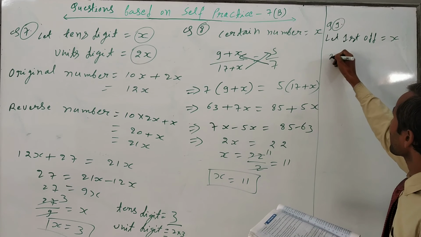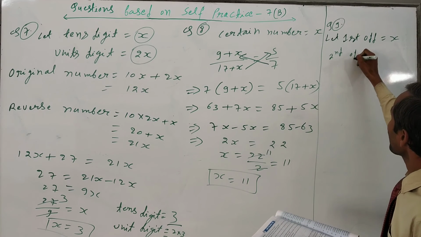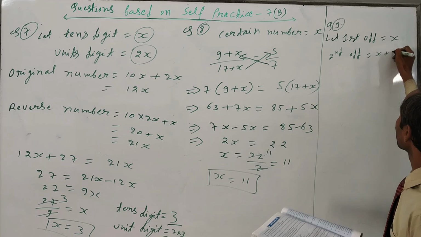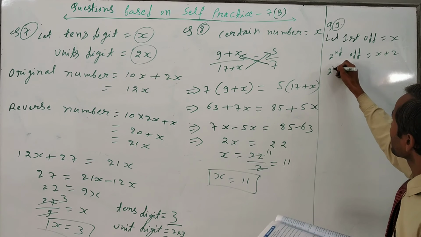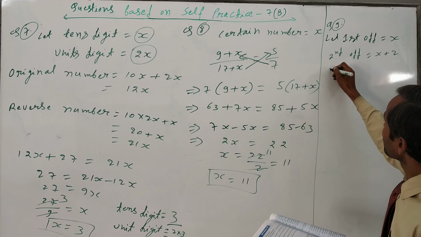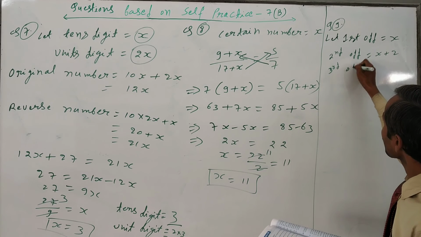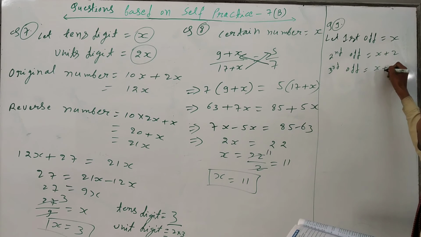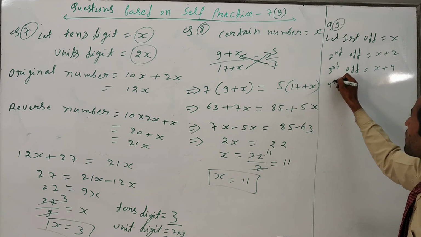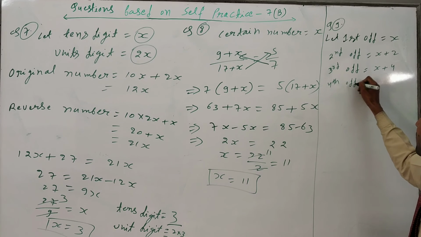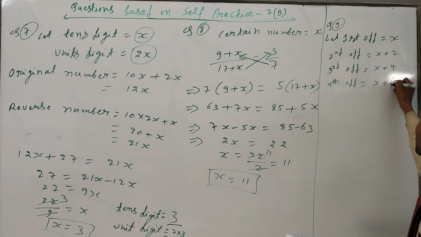After that second odd number, how much? Second odd number is equal to x plus 2, because consecutive question is given. Third odd number will be how much? x plus 4 will come, right? Now fourth odd number will be x plus 6. Okay, fourth odd number will be x plus 6.